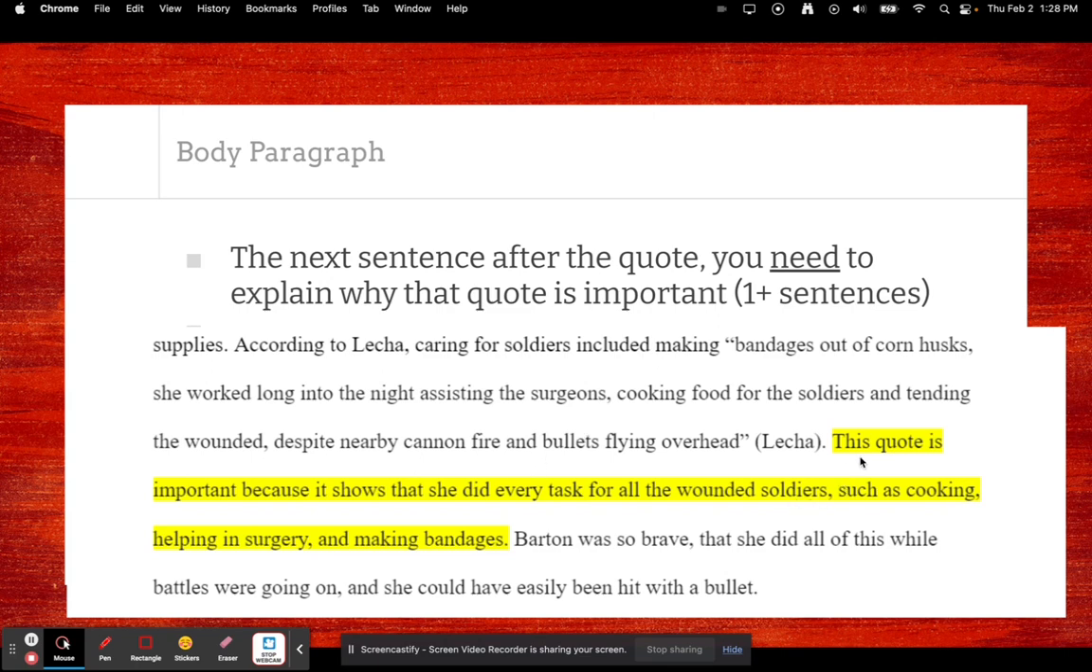Then I'm going to explain why this quote is important. So I literally say, this quote is important because it shows that she did every task for all the wounded soldiers, such as cooking, helping in surgery, and making bandages.